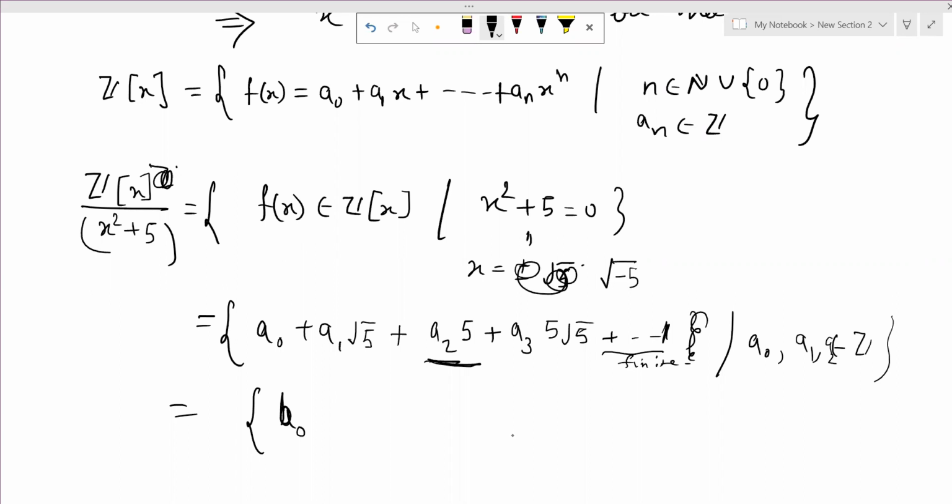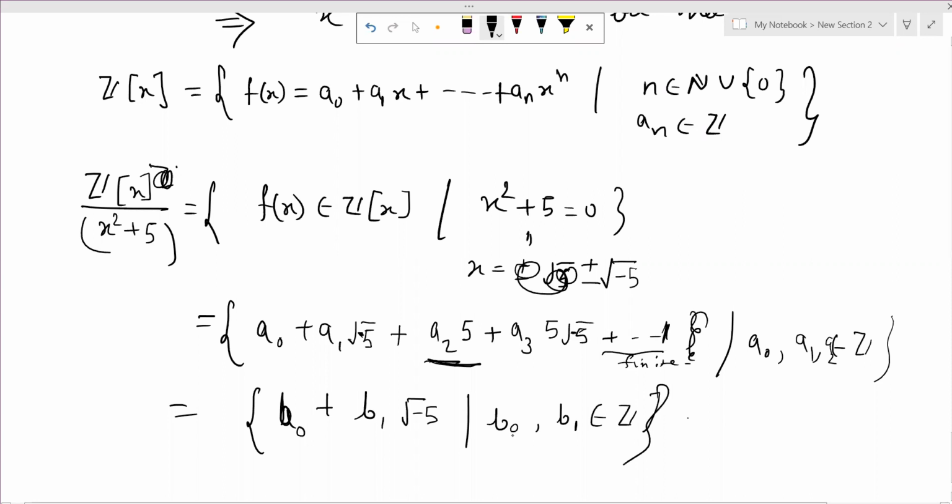Root minus 5 plus minus 5. Yeah, here you should write minus. This is plus, this is minus. Yeah, this way. So this one should be like b0 plus, merge all these root minus 5 terms, b1 root minus 5, where b0, b1 belong to Z. And this is the same as Z root minus 5, which you define in this way, by definition, right?